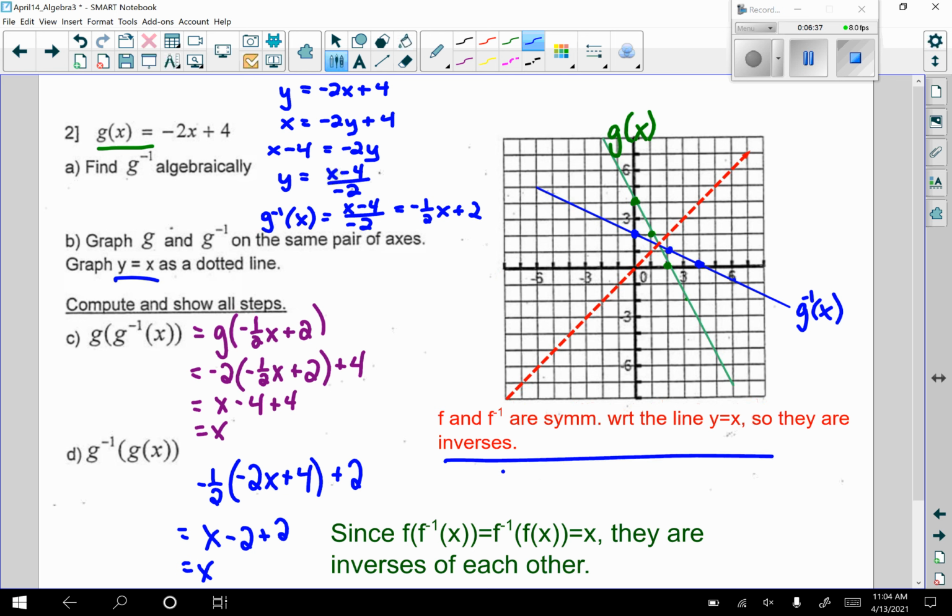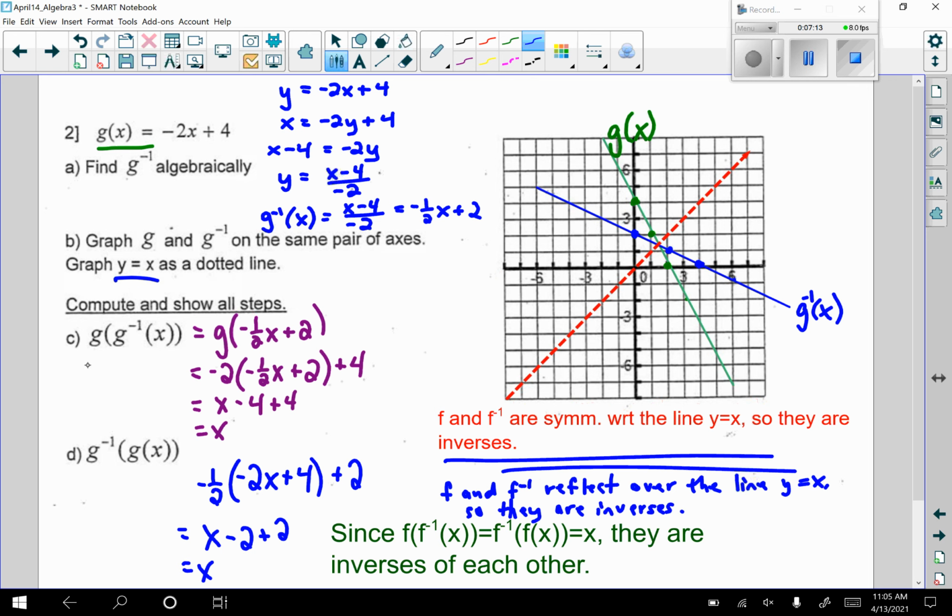But this statement is very important. So f and its inverse are symmetric with respect to, that's what the WRT stands for, with respect to the line y equals x, so they are inverses. Or we can say f and the inverse of f reflect, this might be a little bit easier this way, reflect over the line y equals x, so they are inverses. Either one of those is good.